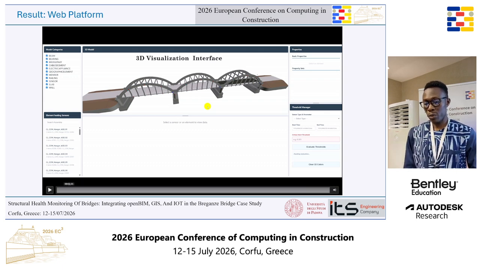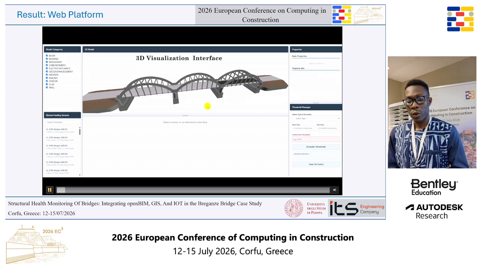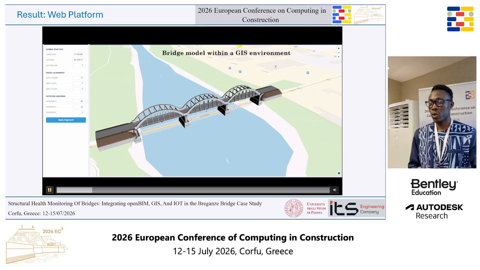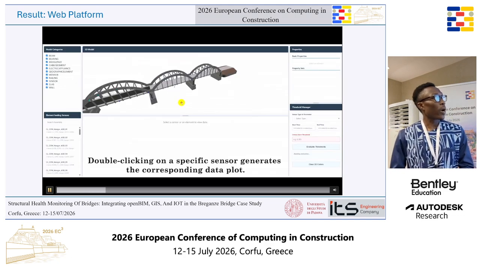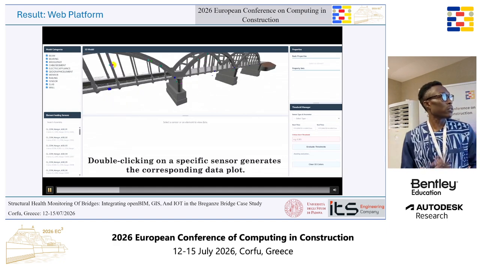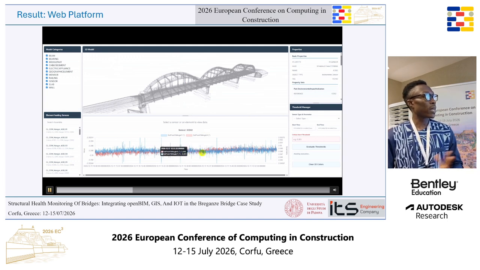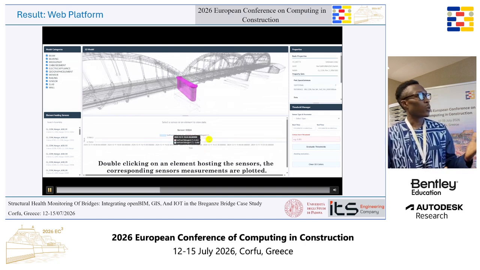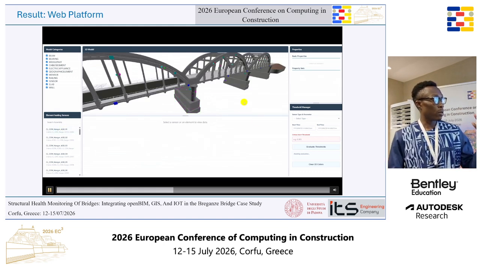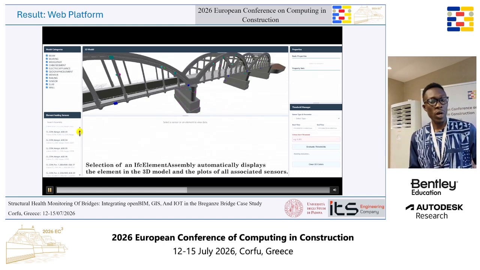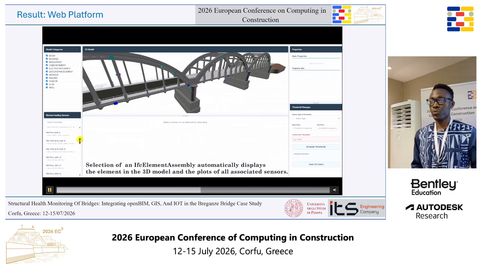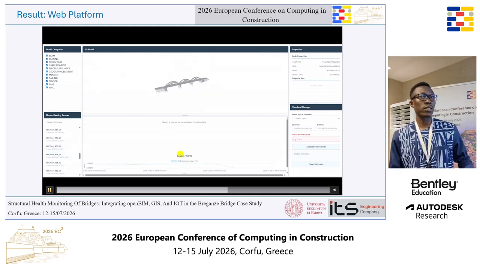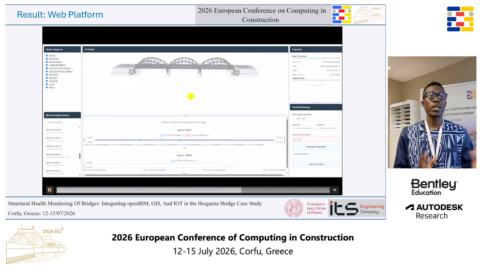Here we have a small demo of what we performed. We are able to visualize the bridge model in a GIS environment to understand the spatial context. Also, when we double-click on a specific sensor, the measurements are automatically displayed. Similarly, if we double-click on a specific bridge element hosting a sensor, the measurement is also displayed. We can also have the whole list of the different IfcElementAssembly hosting the sensors, and selecting one of these elements automatically displays the measurements of the different sensors.